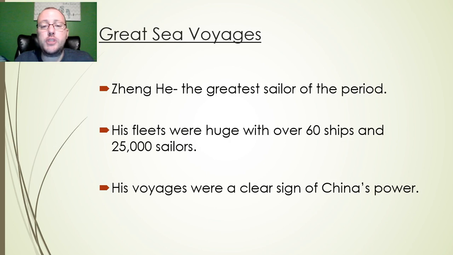Just a little bit about the age of exploration in China. You have Zheng He, who is the greatest sailor of the period. His fleets were huge. He had over 60 ships and 25,000 sailors. His voyages were a clear sign of China's power. The idea was to build these huge ships with these massive amounts of people to show them who they were.